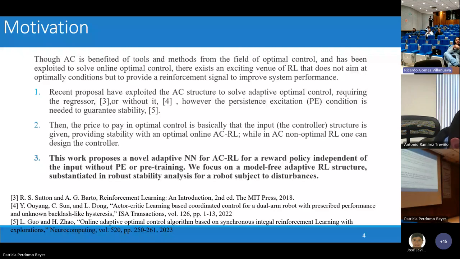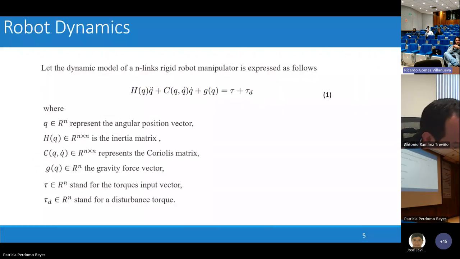In this sense, in this work, we propose an adaptive neural network actor critic for a reward policy independent of the input without persistent excitation or pretraining. And we focus on a model-free adaptive reinforcement learning structure to provide robust stability analysis for a robot subject to disturbances. Here in equation one, we have the dynamic model of an n-link robot manipulator, where we have the inertia matrix, the Coriolis matrix, the gravity vector, and also the generalized coordinates, velocity and acceleration represented by q. Also, tau stands for the torque input vector, and tau d stands for an external disturbance torque.